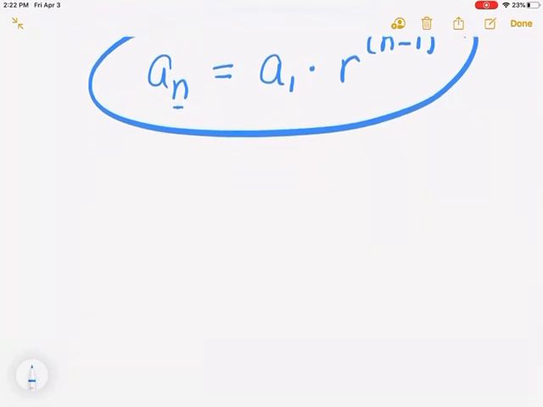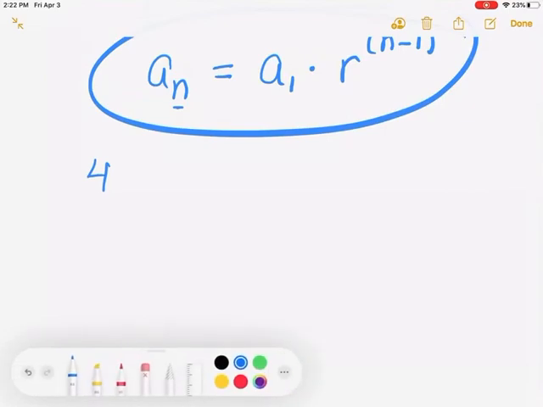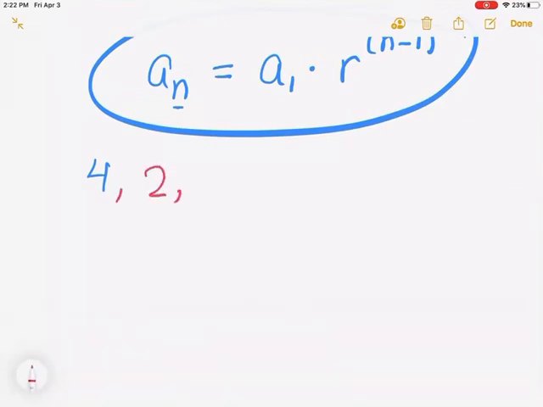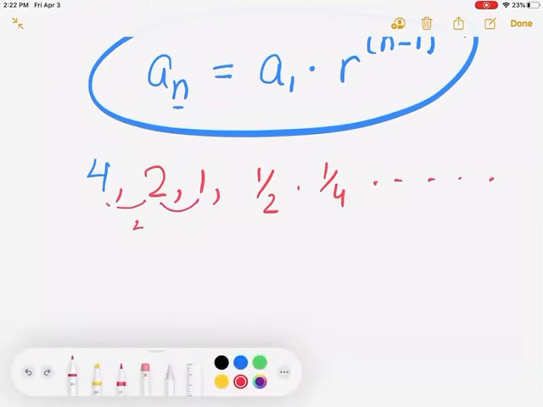Okay, let me show you one more example, and that's pretty much all for the day. I have 4, 2, 1, 1/2, 1/4, and dot dot dot. First of all, I need to check if it's geometric or not. How do we check? Let me see if they are going by the same difference or the same ratio. So 4, 2, it's 2; 2, 1, it's 1, so it's not the same difference. So it might be the same ratio.